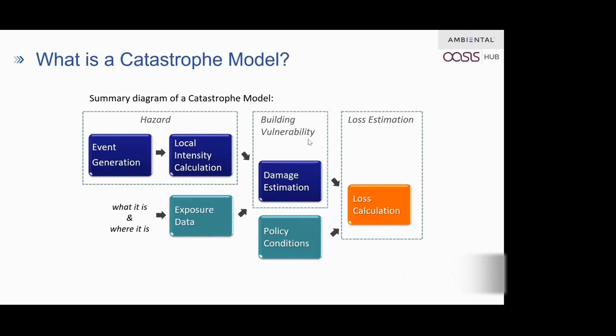And here are the components which actually go into a CAT model. The first main component is the hazard model. The second one is the vulnerability. And the third one is the financial module. There are two subcomponents in the hazard one, which are the event module and the local intensity calculation. I will quickly touch base on all these components before we get into the actual discussion.